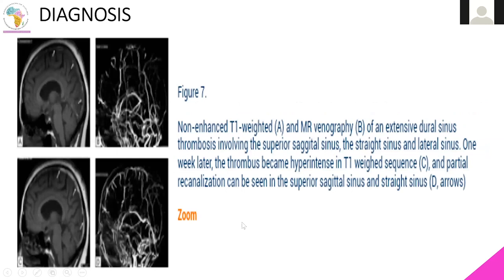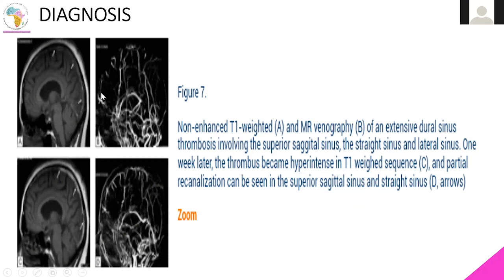So here we have a non-enhanced T1 weighted image. On A we have an MR venography. If you try to compare, for example, A and C, you see that here it is dark where the arrow is. But here, in image C, there has been some partial recanalization. So you see that here blood is already passing, but here there was no blood. So can we see that? Okay, good. And the other images.